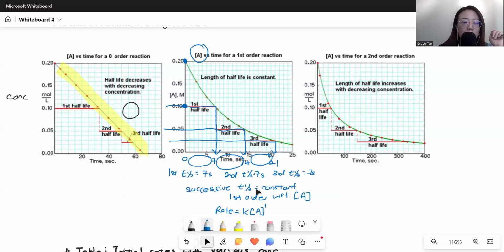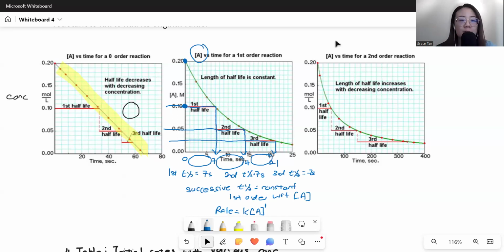I never bother to write anything on the left, which is zero order, and anything on the right for a second order reaction, because it's not in your syllabus. But anyway, since you're looking at it, I also want to elaborate a little bit more on zero and second order. Why? Because past year questions have come out before. So I'm going to quickly go through, but first order normally will come out in your Cambridge question.